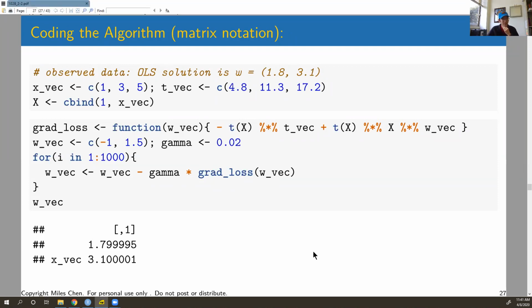And so gradient descent is great and very useful because it's very simple and easy to implement, but it's not perfect, and it certainly runs into problems.